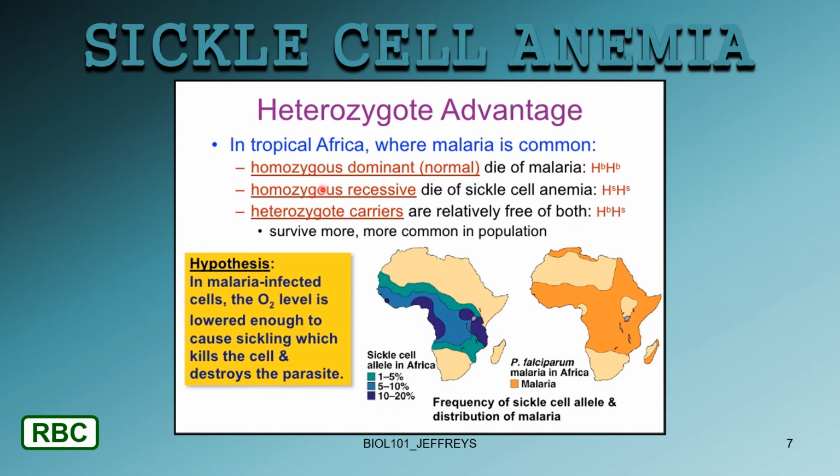Homozygous recessive, that's little m, if you have that genotype, then you express sickle cell anemia, and those people die of sickle cell anemia. But if you're a heterozygote, big M, little m, these are carriers, and they are free of both. They are protected against malaria.